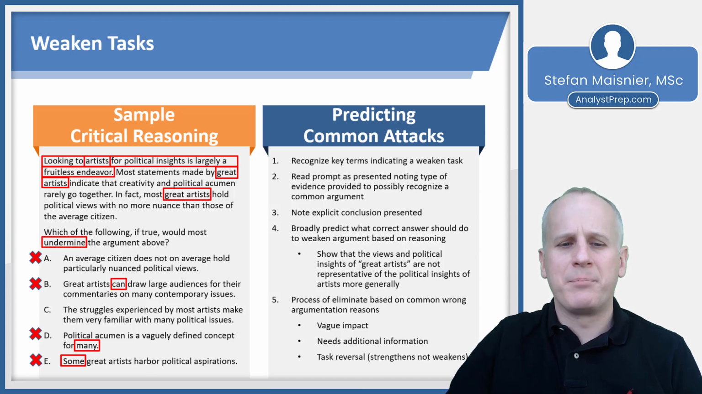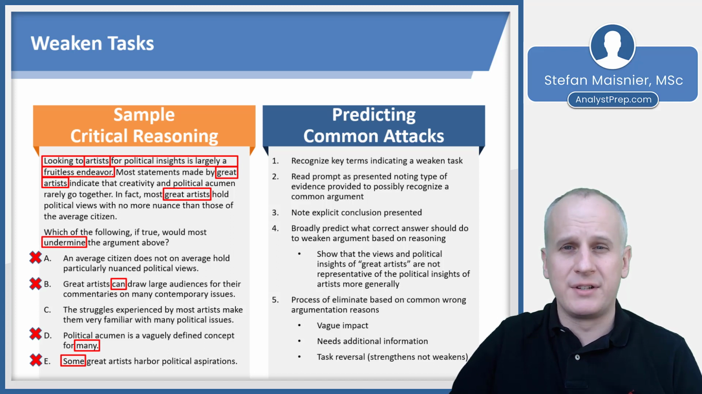But choice C, the struggles experienced by most artists make them very familiar with many political issues. Well, struggles experienced by most artists, well, that means that most artists struggle. And if most artists struggle, they probably don't become great. So this addresses in a roundabout way the exact issue and prediction that we had of how to weaken in the first place based on the representation term shift, and choice C is our correct answer.